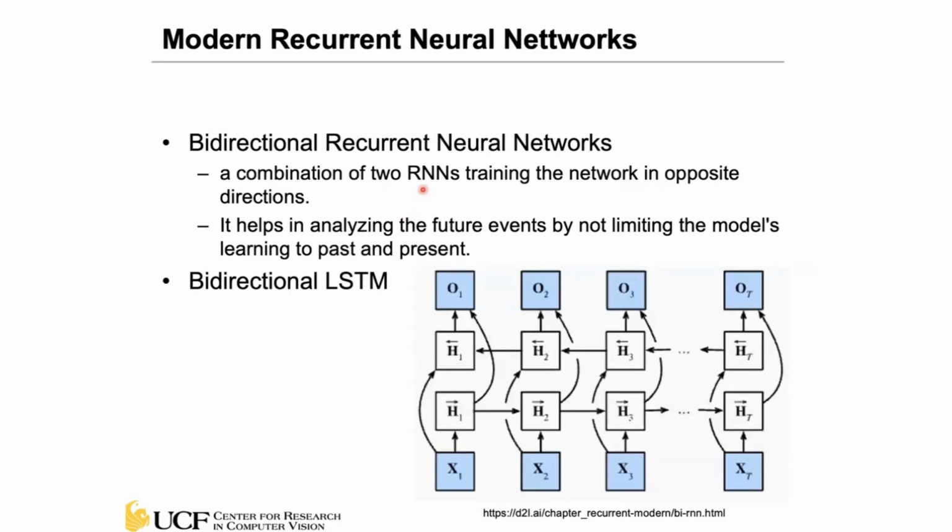So those are the fundamentals or basics of the recurrent neural network and LSTM. For modern recurrent neural networks, there are also some variants or advancements that help improve the performance for specific tasks. So here, this is the bidirectional recurrent neural network, and a similar idea can be applied to LSTM to form the bidirectional LSTM. It is a combination of two RNNs training the network in opposite directions.